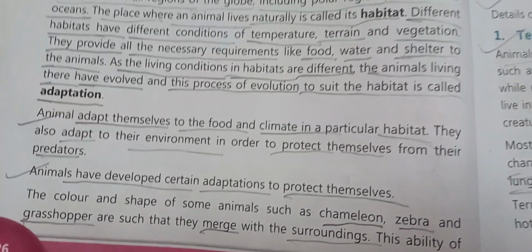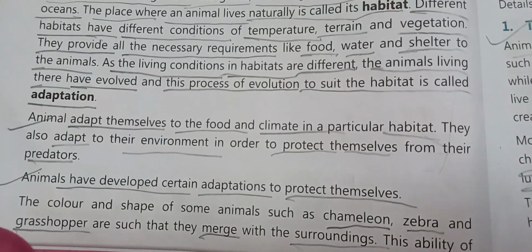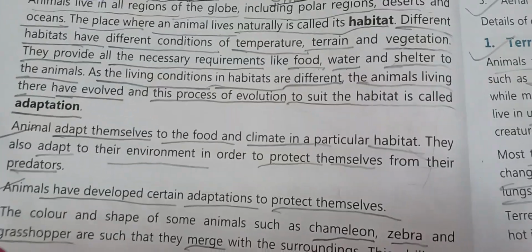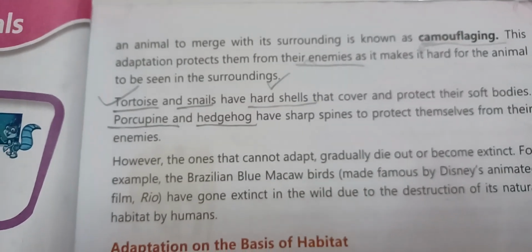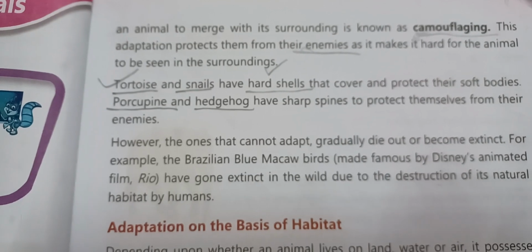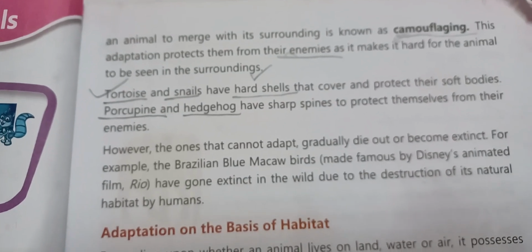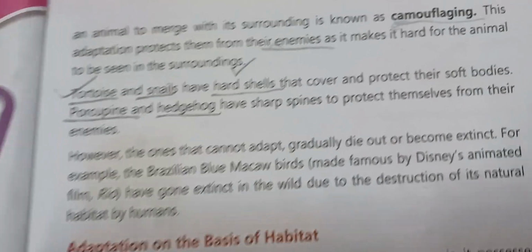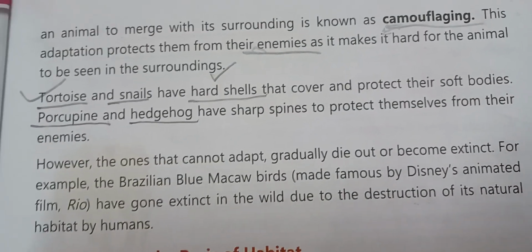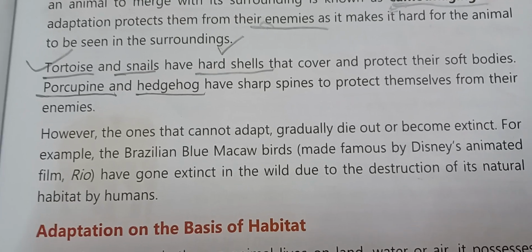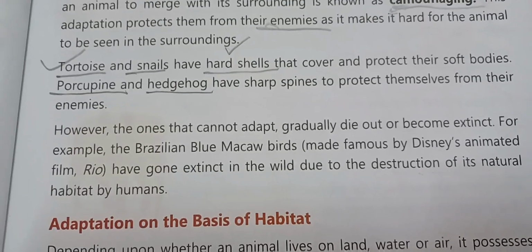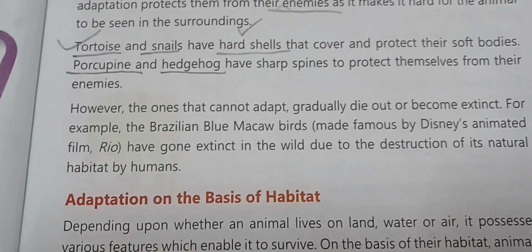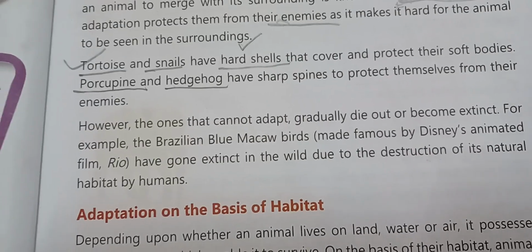The color and shape of some animals, such as chameleon, zebra, and grasshopper, are such that they merge with the surroundings. This ability of an animal to merge with its surroundings is known as camouflaging. This adaptation protects them from their enemies as it makes it hard for the animal to be seen in the surroundings. Tortoise and snails have hard shells that cover and protect their soft bodies. Porcupine and hedgehog have sharp spines to protect themselves from their enemies.